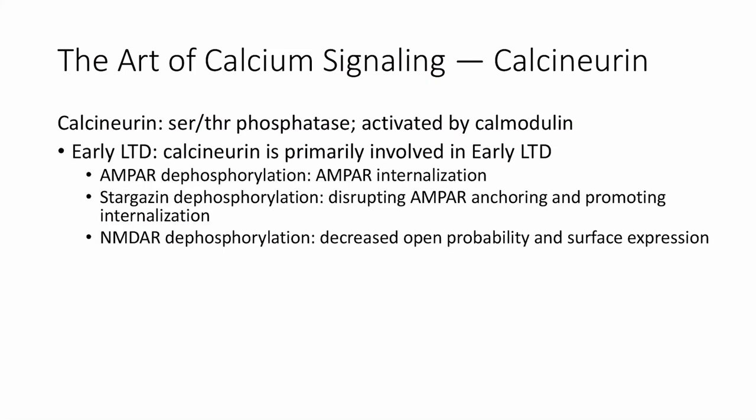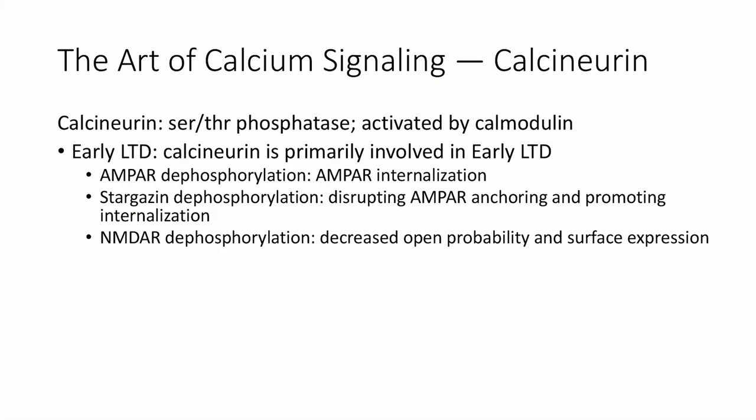During early LTD, firstly, it promotes AMPA receptor internalization. Calcineurin dephosphorylates AMPA receptors, leading to their removal from the postsynaptic membrane and reduced synaptic strength. This weakens the signal transmission between neurons. Calcineurin can also dephosphorylate stargazin, thereby disrupting its role in AMPA receptor anchoring and promoting their internalization.